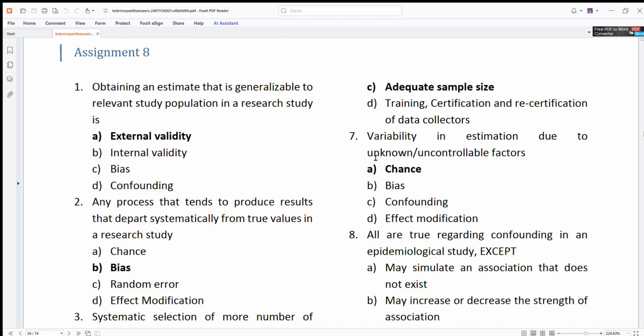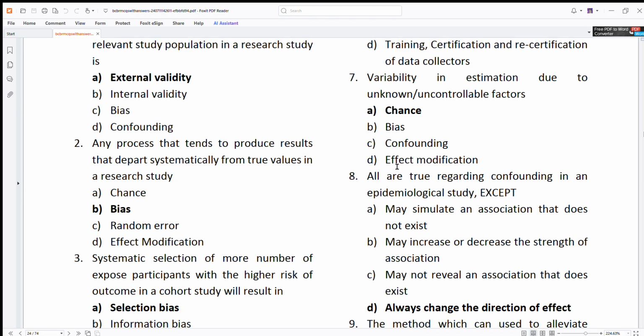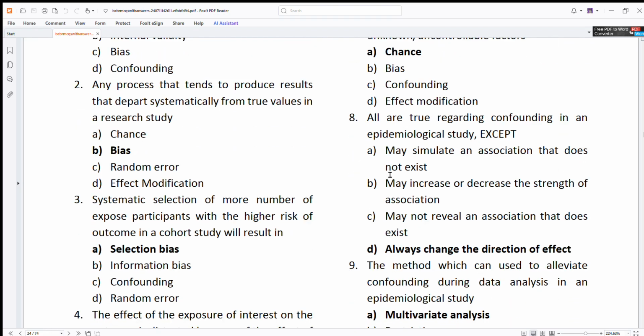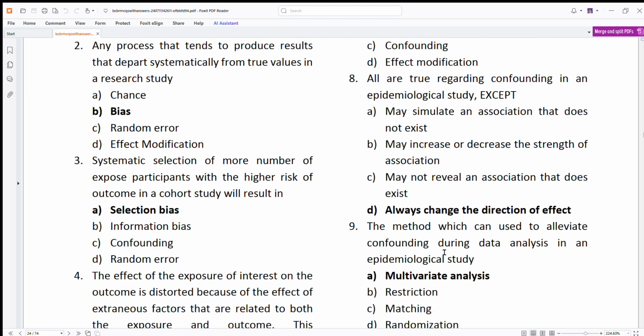Variability in estimation due to unknown or uncontrollable factors: chance. Yeah, this is random error. Random error can occur due to chance. All are true regarding confounding except: always changes the direction of effect. This is not true. It can sometimes not change it either.